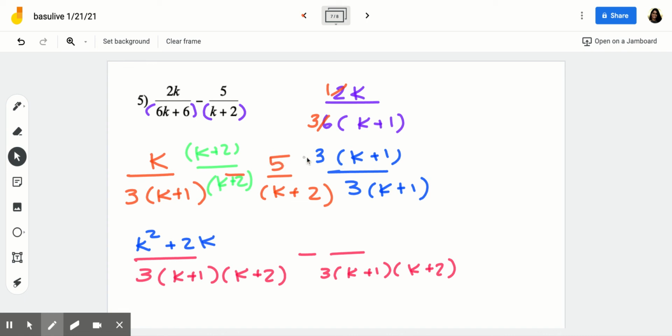So now let's carefully deal with this top. 5 times 3 is 15. That 15 needs to get distributed in here. So these two make 15, and then I'm going to distribute them in. 15 times k is 15k. 15 times 1 is 15.